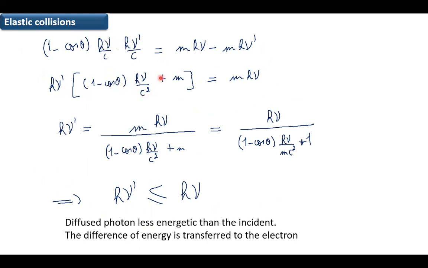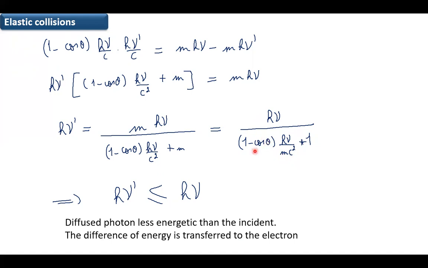So we have h nu prime times [(1 minus cosine theta) h nu over c squared plus m] on this side, that is equal to m h nu. So h nu prime is equal to m h nu over [(1 minus cosine theta) h nu over c squared plus m]. And if you divide by the mass, h nu prime is equal to h nu over [(1 minus cosine theta) times h nu over m c squared plus 1].